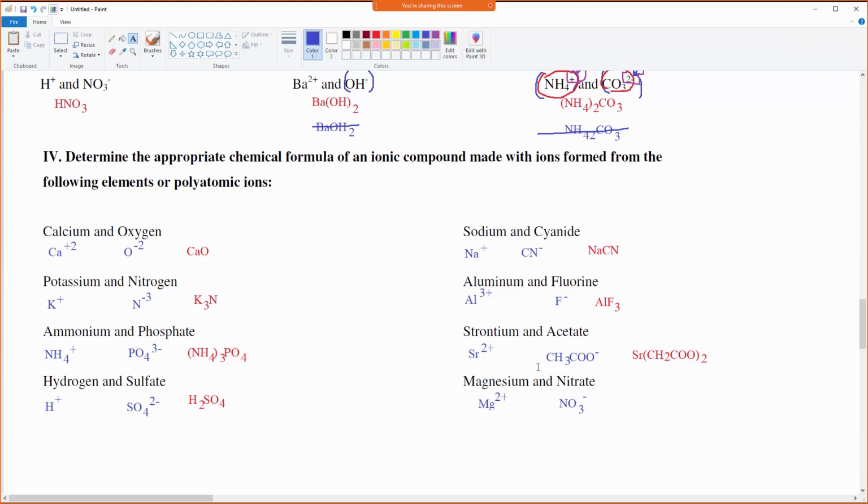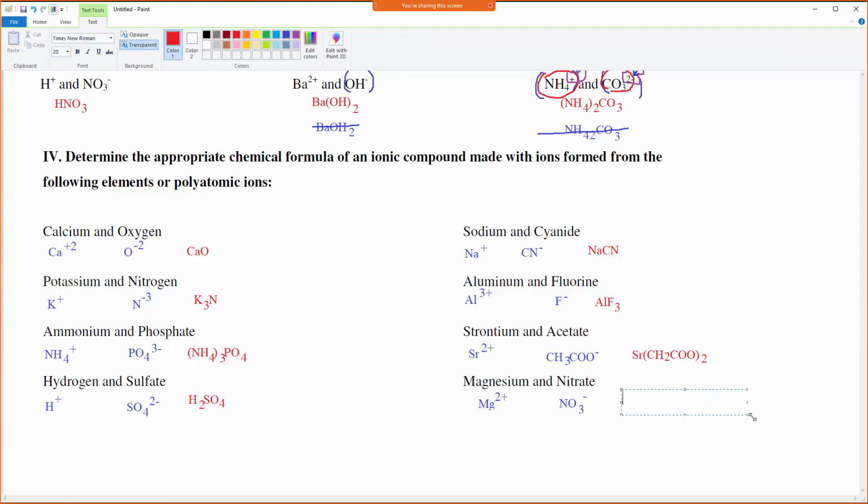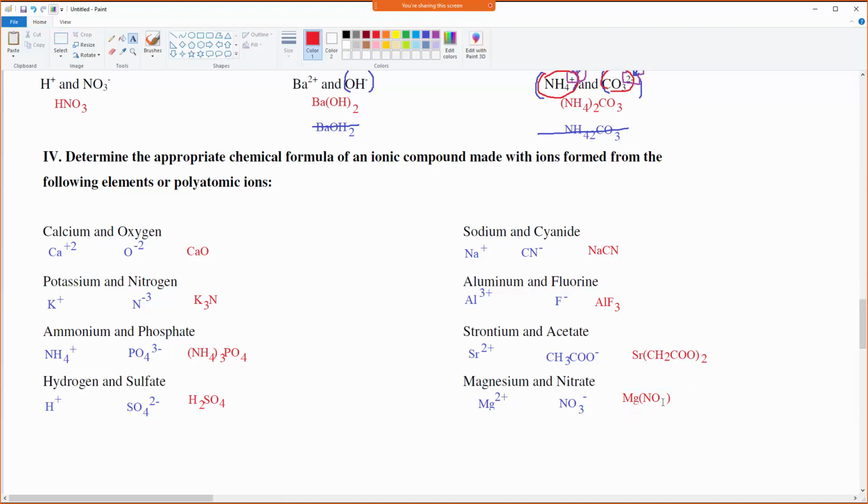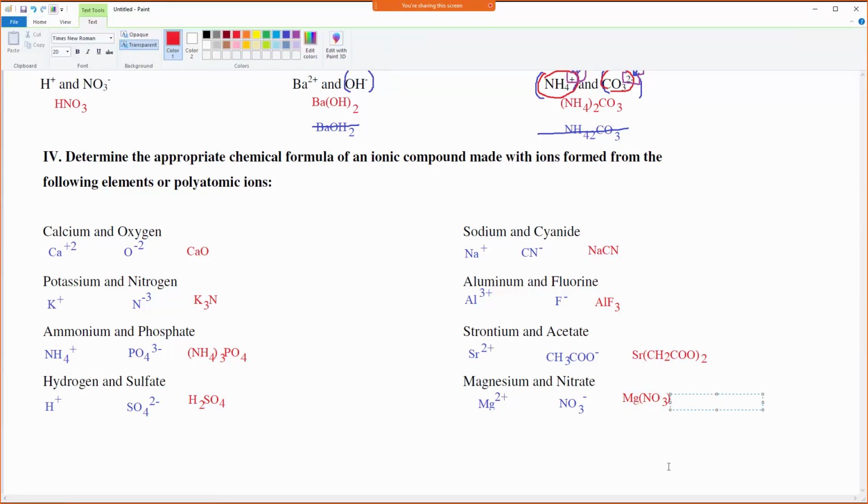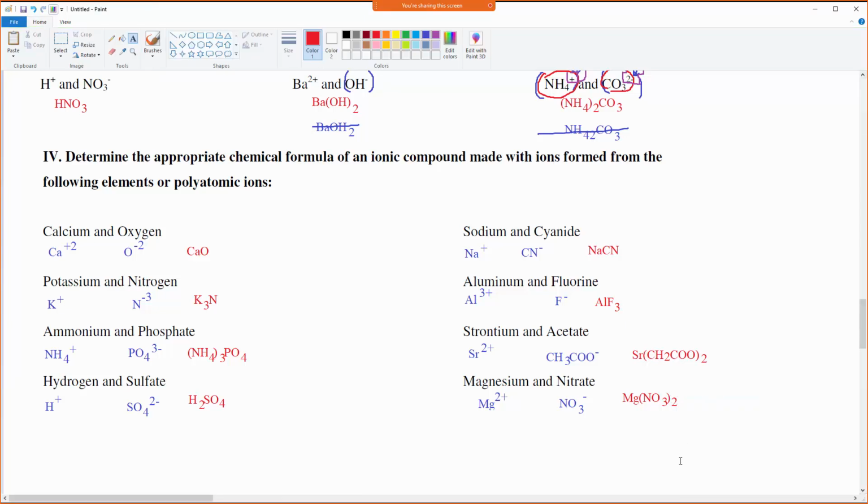Okay, so if I put those together, what's it going to look like? Yeah, careful here, because I need 2 nitrates and it's a polyatomic. I still have to use my parentheses. Oops. 2. All right. Does this make sense to y'all?